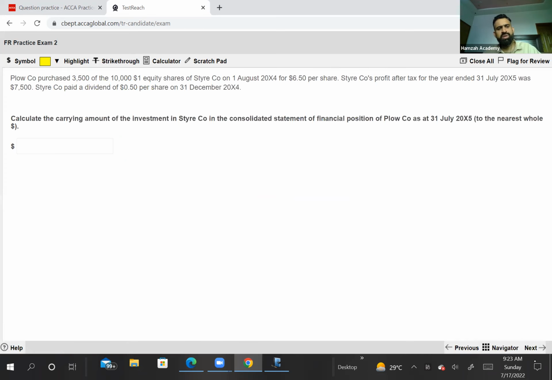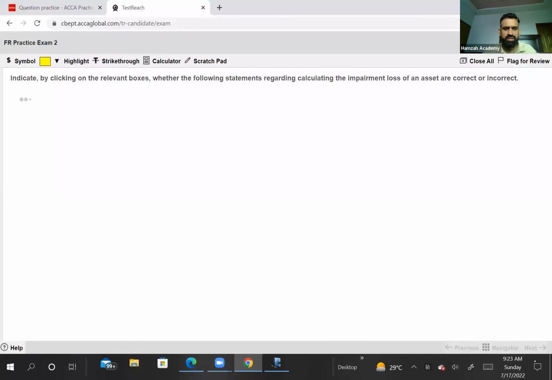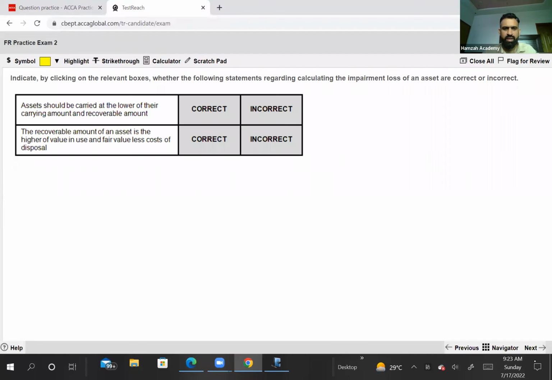So Part A will consist of such questions. Now we have fill in the blanks. Then again we have true or false, correct or incorrect: a statement has to be carried at the lower of its carrying amount and recoverable amount. You will choose the right one. Is it correct or incorrect?